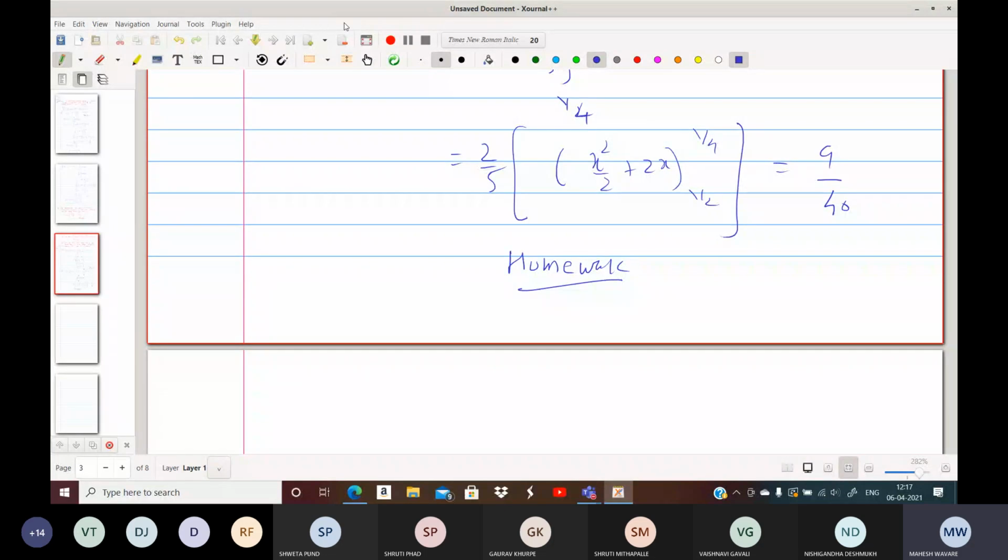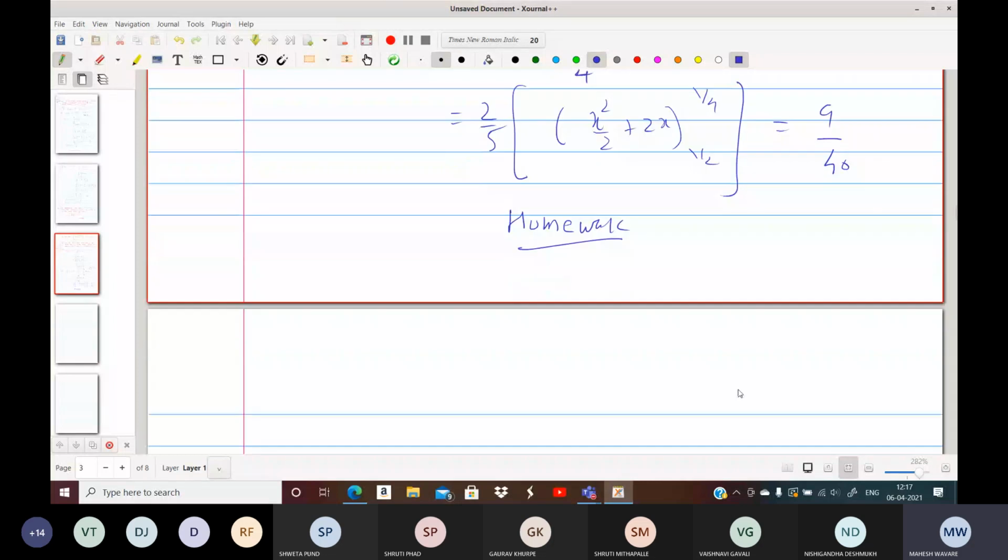One more example before starting joint probability distributions. We'll have one more example on this.